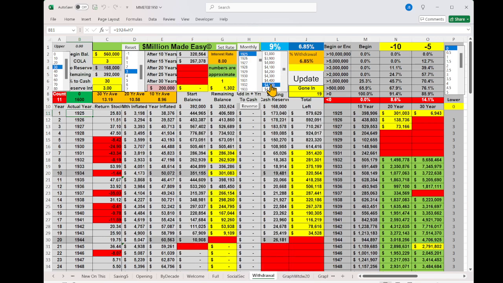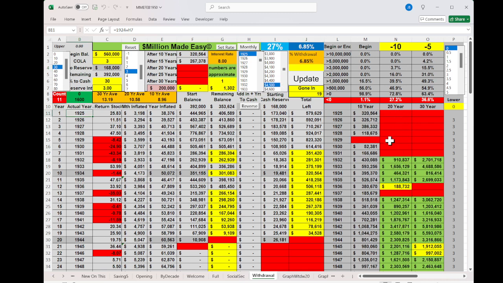What's the least painful way to possibly get this? Again, let's go back and show you what the 6.85% problem was, or withdrawal rate was. That was having a failure rate of, I think it was 27% of the time. Yeah, 27% of the time you can see the red's going down through. What else could you do differently?